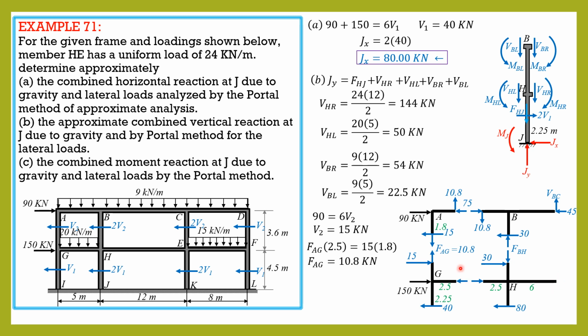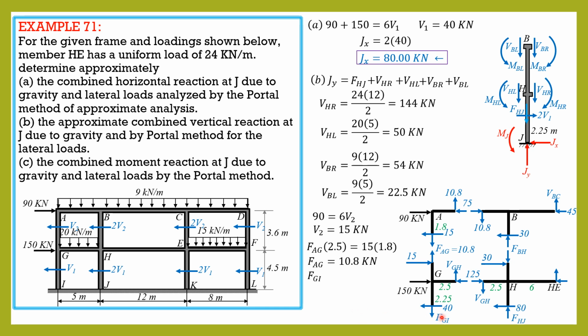So what is important here is the shear in GH. So call that FGI. This is member GI, so FGI. So that's shear in GH, and then we have force in HJ. Let's assume compression. So FAG is equal to 10.8 kilonewtons. That's why those are the values.